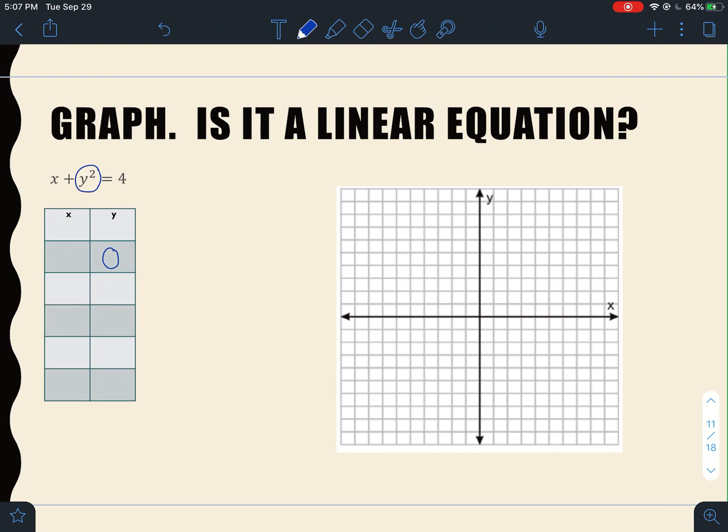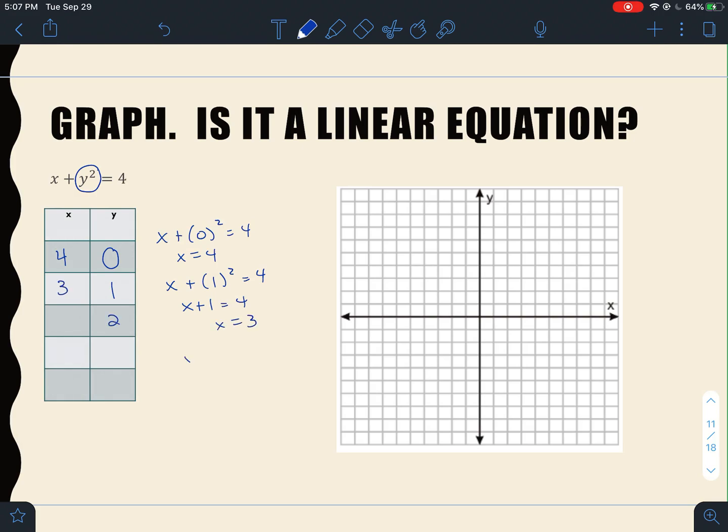So what if y is 0? What would x be? x plus 0 squared equals 4, so x is going to equal 4. So I have the point (4, 0). What if y is 1? x plus 1 squared equals 4, so x plus 1 equals 4, which would mean x would be 3.